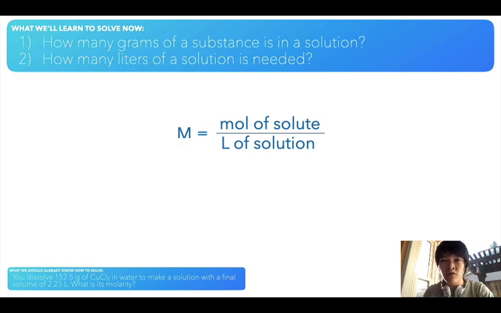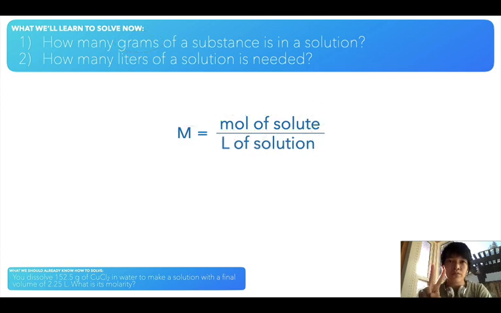The other type of problems are basically the same idea. We are going to be solving for something different. We should be able to answer questions that ask, number 1, how many grams of a substance is in a solution? For this, we basically need to solve for moles of solute first, and then we can convert it to grams later. And to solve for moles of solute, the problem is basically going to give us the concentration or molarity and the liters of solution.